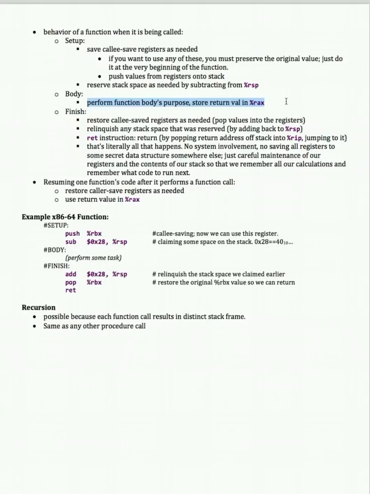where it stores the return value into a special return register, RAX. After that, the callee function finishes. When it finishes, it basically performs the opposite or reverse operation of what was done in the setup.